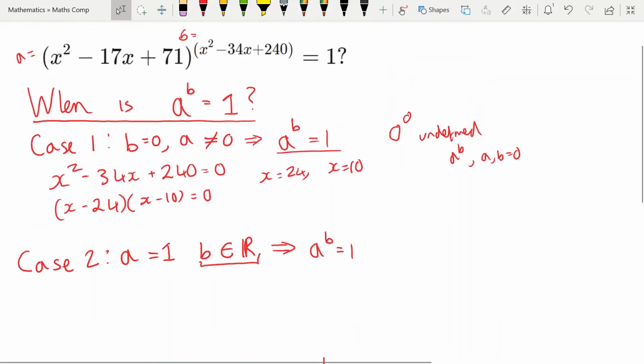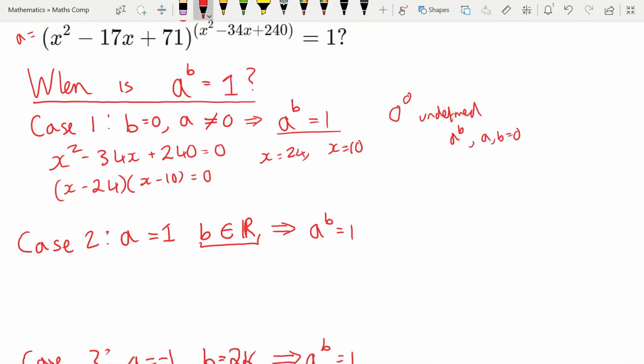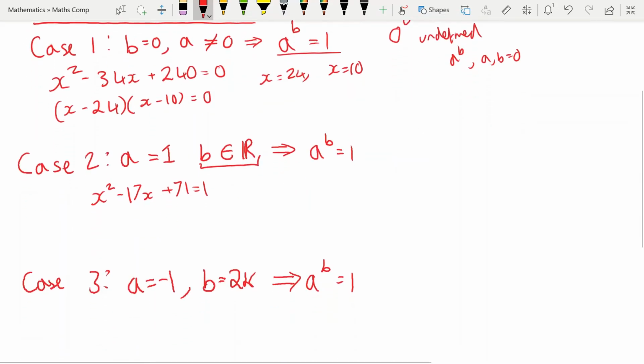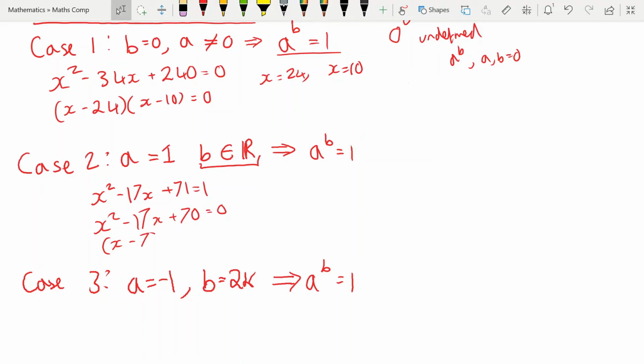Trying case 2, if you set x squared minus 17x plus 71 equal to 1, then you're trying to solve the equation x squared minus 17x plus 70 equals 0. Factoring this quadratic gives x minus 7 times x minus 10 equals 0. So we have two roots, x equals 7 and x equals 10. We've already got x equals 10, so the only new one is x equals 7.